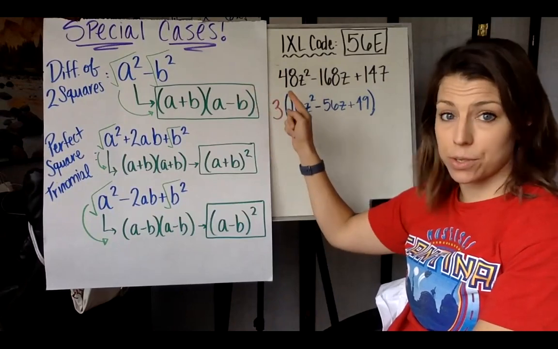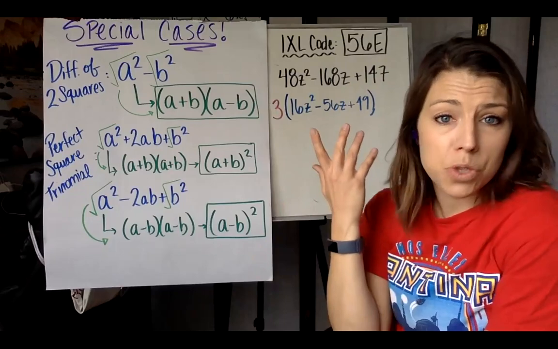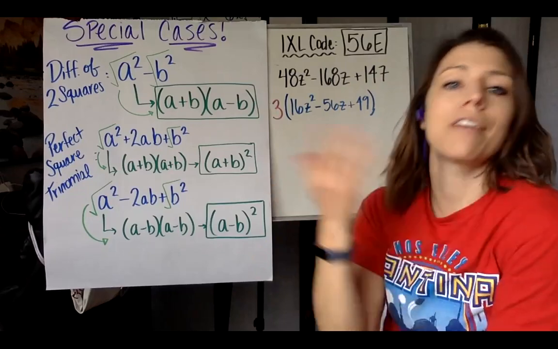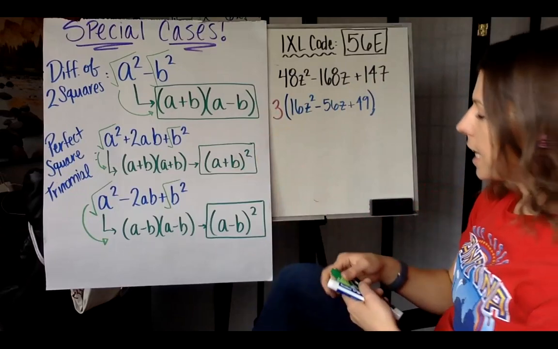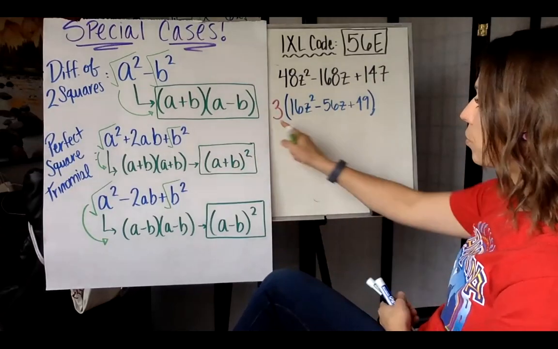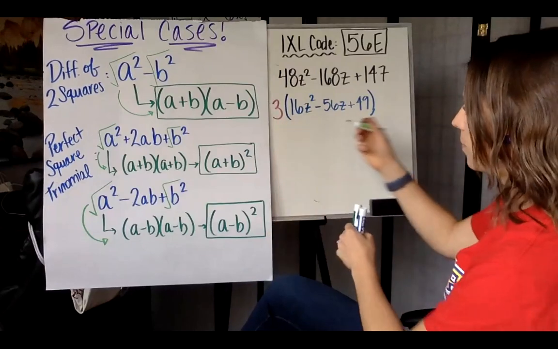48 is not a perfect square. 147, definitely not a perfect square. So I just tried things. I was like, okay, what could I factor out to make it a perfect square? All right, here we go. Let's see. So now the 3, by the way, will not go away. It's still going to be there. I'll show you what I mean.